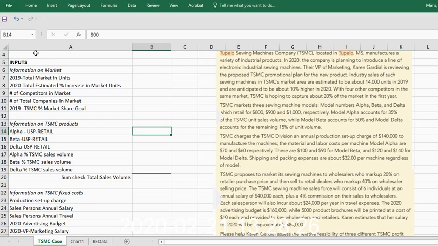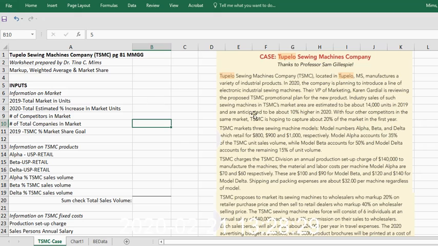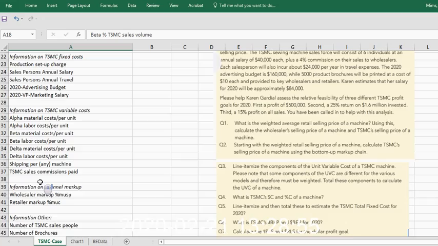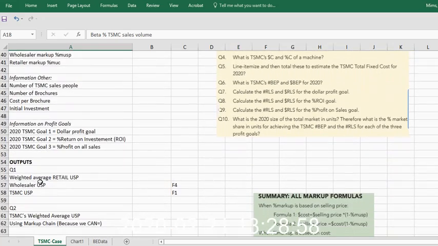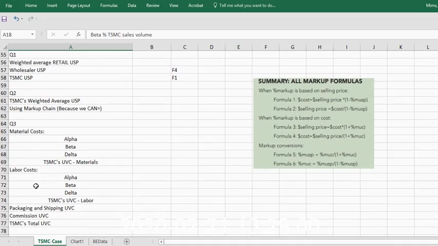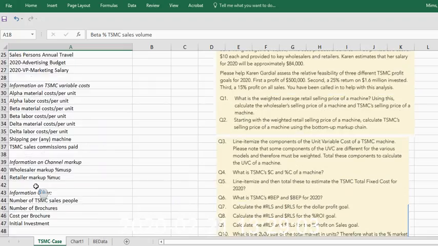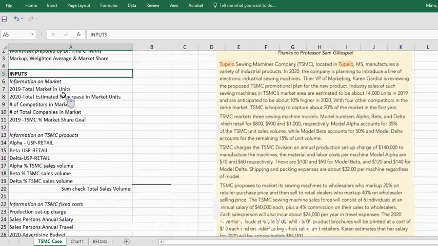All right, now that you've taken a moment to read the case, hopefully you're using the shell Excel spreadsheet labeled Chapter 4 Tupelo Sewing Machine Company Shell, and you have all of these items already typed in for you. So let's go step by step and identify what's in the case for us to input into the spreadsheet. So we have our input section that we've created, which is what you need to create when you're working on a case for a grade, and then we have our output section that's created. So let's look at the inputs by reading the case.